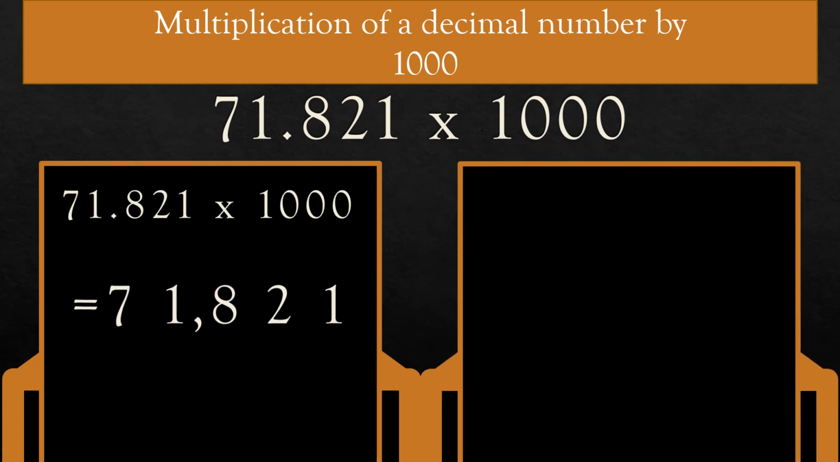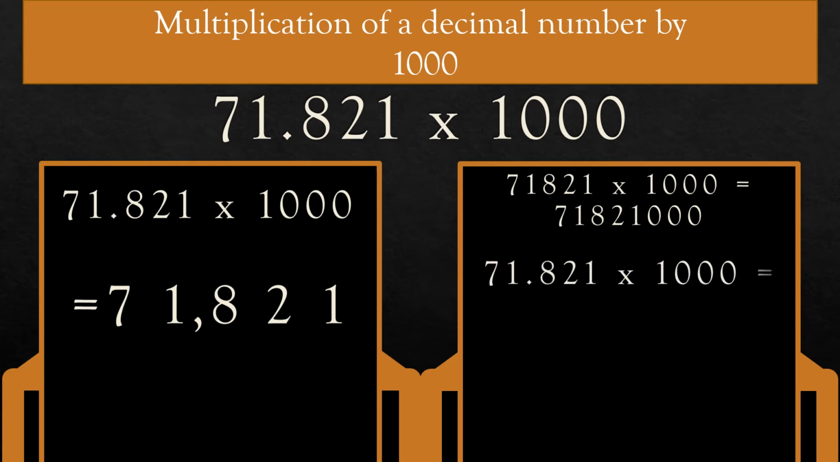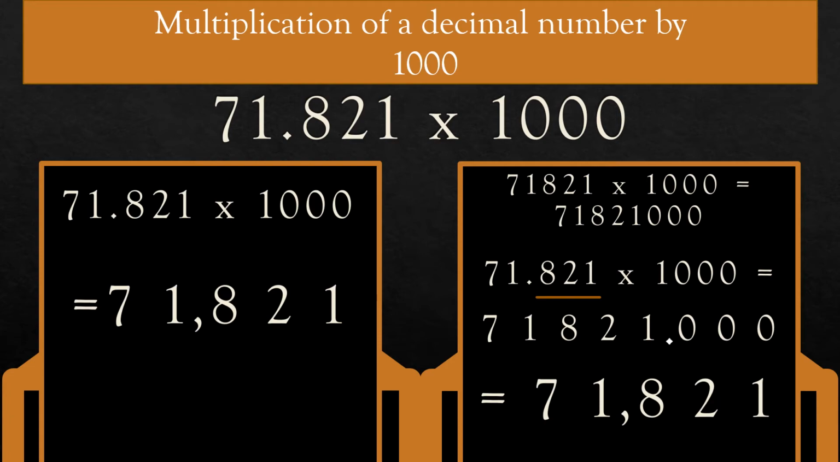Or in another way, multiply 71.821 by 1000, ignoring the decimal point. And we know that 71,821 multiplied by 1000, we get 7 crore 18 lakh 21,000. Now tell me how many digits after the decimal in 71.821? 3. So count 3 digits from the right, 1, 2, 3, and place the decimal in the product. So the answer is 71,821.000. That is 71,821.